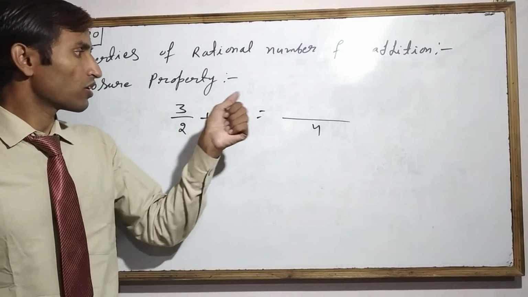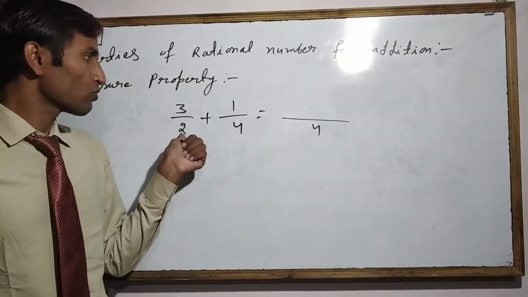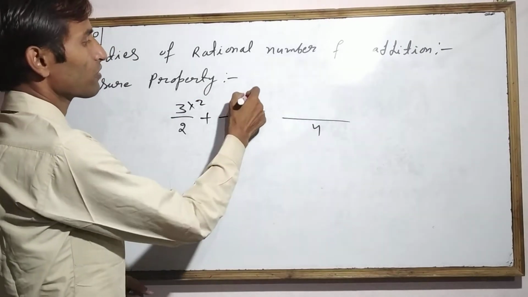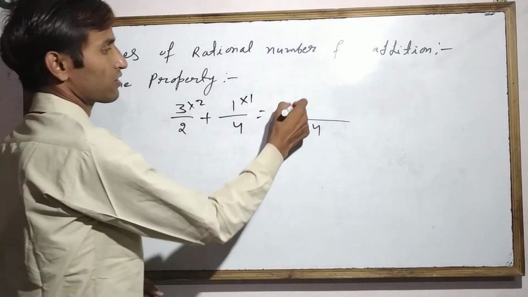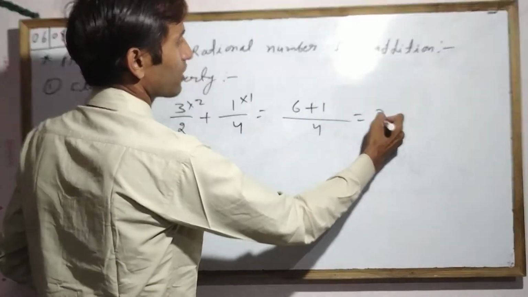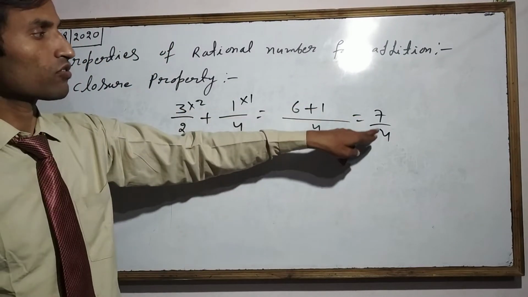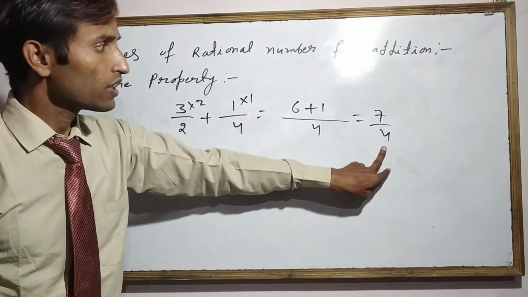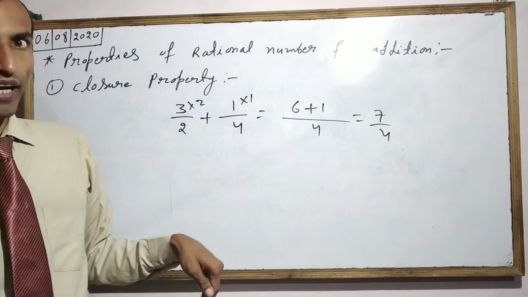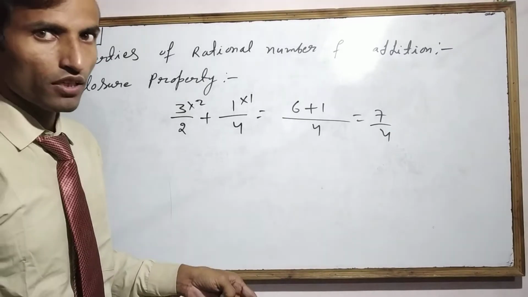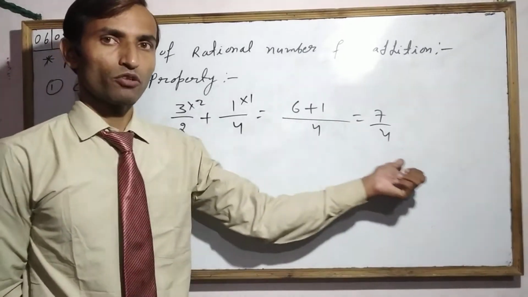Now here 2 is given in the denominator of the first number, so 2 times 2 is 4. We have to multiply by 2. For the second, 4 times 1 is 4, so we multiply by 1. So 2 times 3 is 6, and 6 plus 1 gives 7 upon 4. 7 upon 4 is also a rational number. So if two rational numbers are added and we again get a rational number, then it follows the closure property.